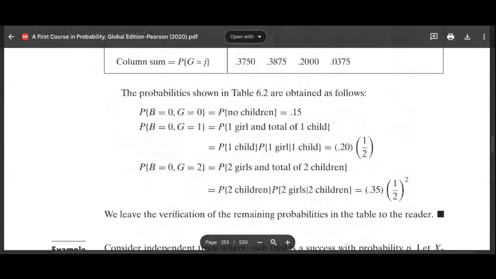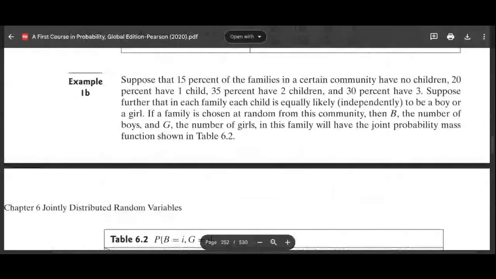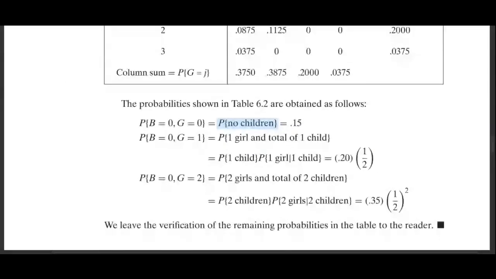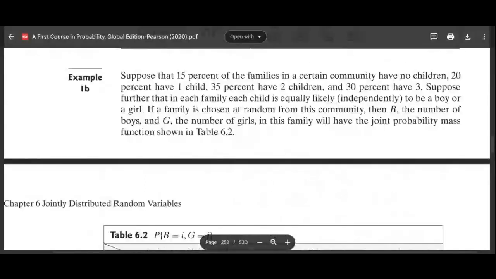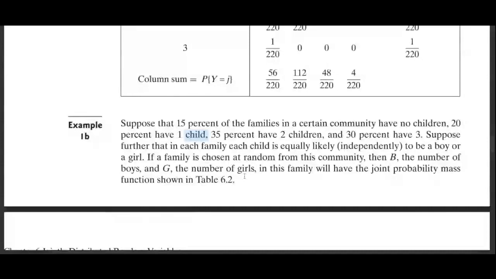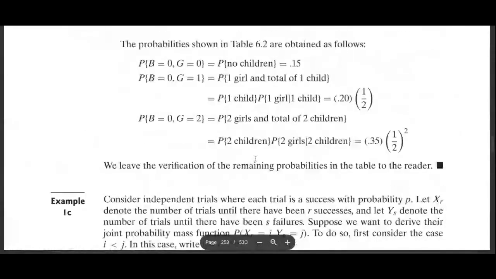No children: 0.15, that's given in the question, 15%. And one girl, and a total of 1 child. The probability of 1 child is 20%, 20% of them have 1 child. And then if they do, what's the probability the 1 child is a girl or boy? It's a half, 50%.